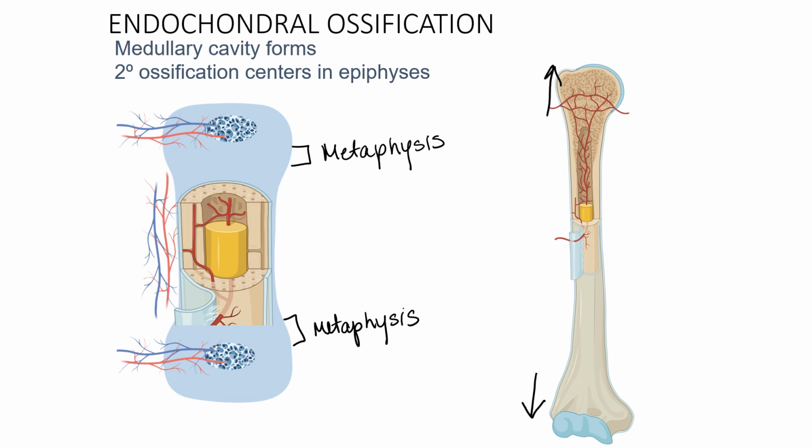The final steps of ossification occur with even more vascularization of the bone. And this time, these are called secondary ossification centers, and they're located in the proximal and distal epiphyses. So this is a secondary ossification center. This is a secondary ossification center.